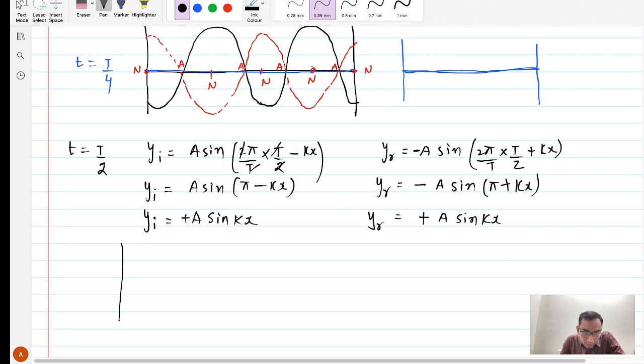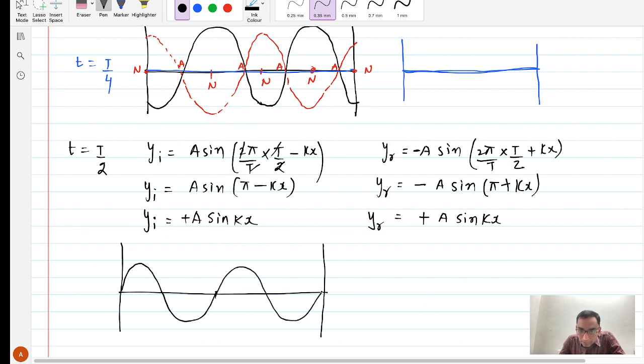Now if I plot both of them, both are positive sine functions. So positive sine function like this, and then the other wave like this. This is my incident wave, and the reflected wave is also the same, but I will draw it with red color, just a dotted line. Wherever crest and crest meet you will have double the crest, trough and trough meet double the trough, so you will have double the amplitude of the wave like this.